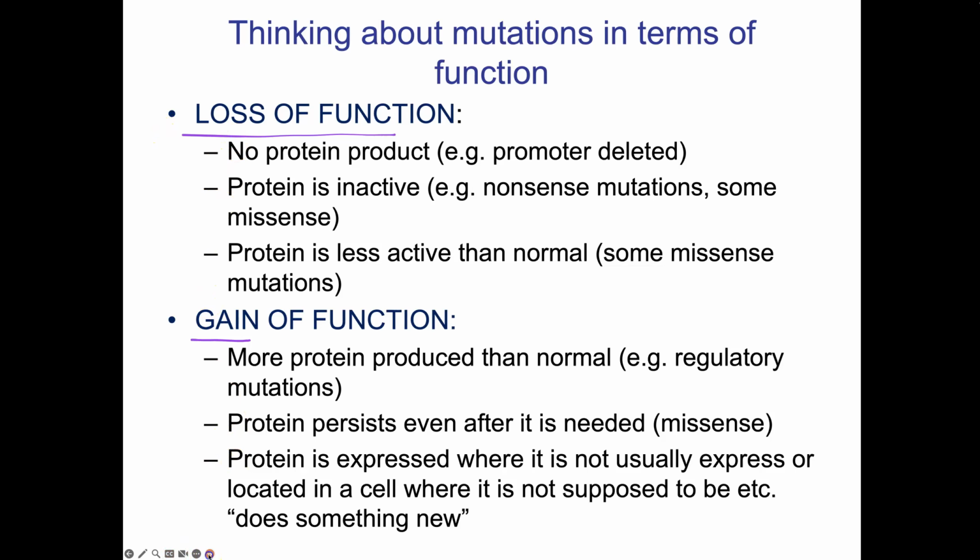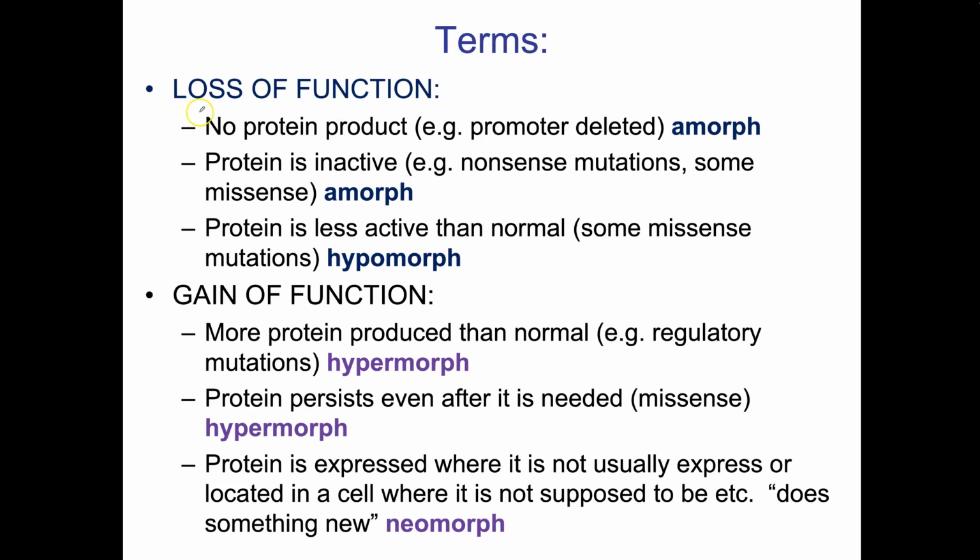And so then we'll just take a look at how this connects to the types of mutations we've already talked about. So loss of function could be something like a regulatory mutation where the promoter has been deleted. And that would be there's no protein product at all. If your promoter is gone, your RNA polymerase can't bind and you're not going to be making an RNA, so therefore there's not going to be any protein. And that is referred to as an amorph. A means no, and morph means shape or form. So it basically means no protein or no function.